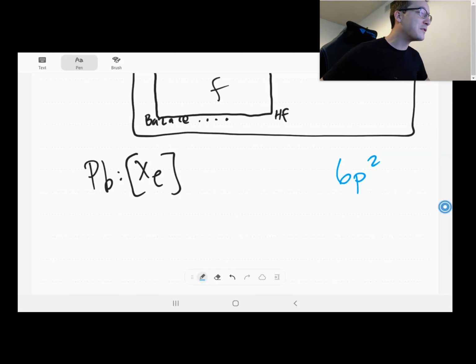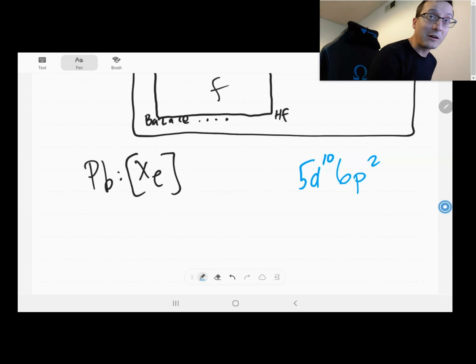So if we go before lead, we get to thallium, and before thallium is mercury, which is in the D block. So we're going to actually have 5D10 before that. If we keep going, we get to the F block, right? Which is going to be 4F14. And before our F block is 6S2.